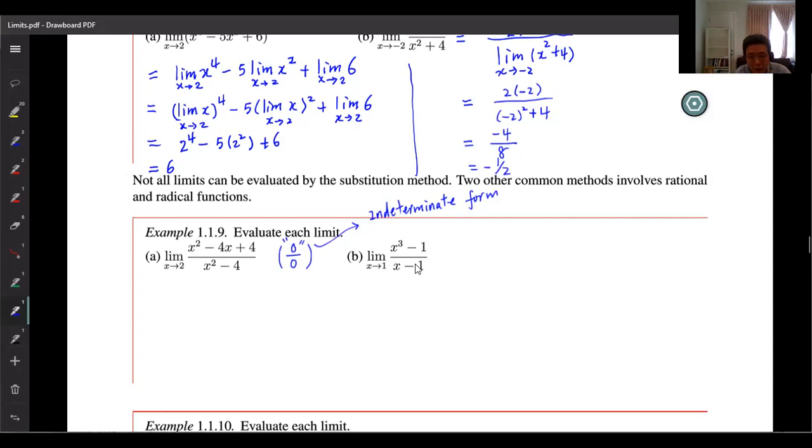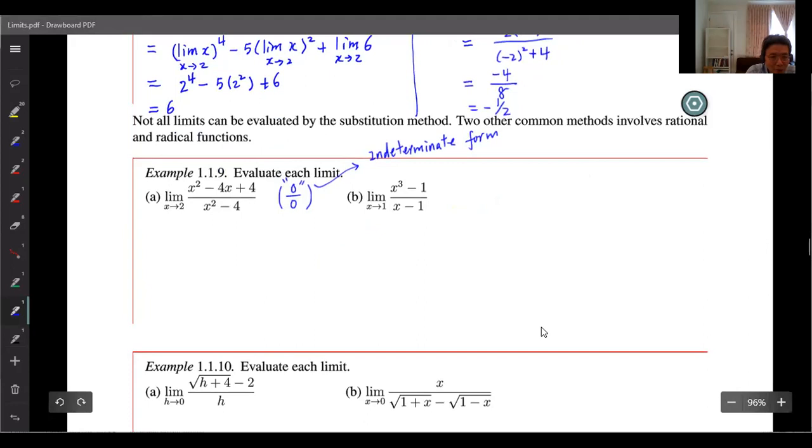We need to do extra work, because if this limit is an indeterminate form, then the limit can be anything. It can be defined, or undefined, or not exist. If defined, it could be any number. So indeterminate form basically means you need to do extra work. Now let's see, how do we do extra work?